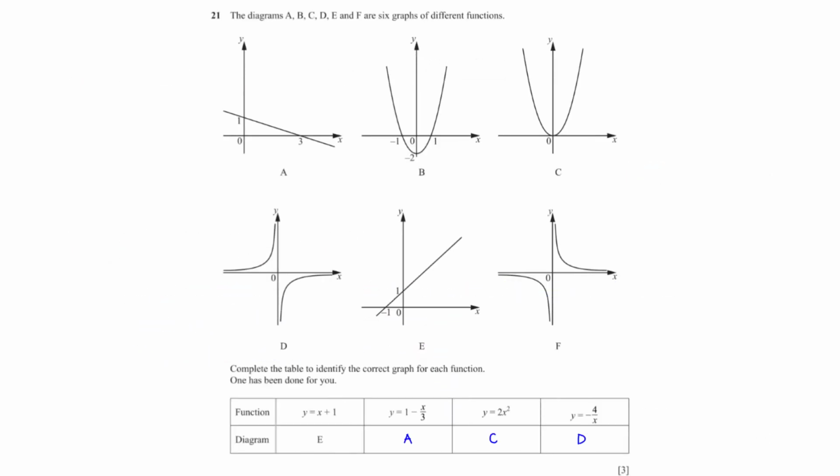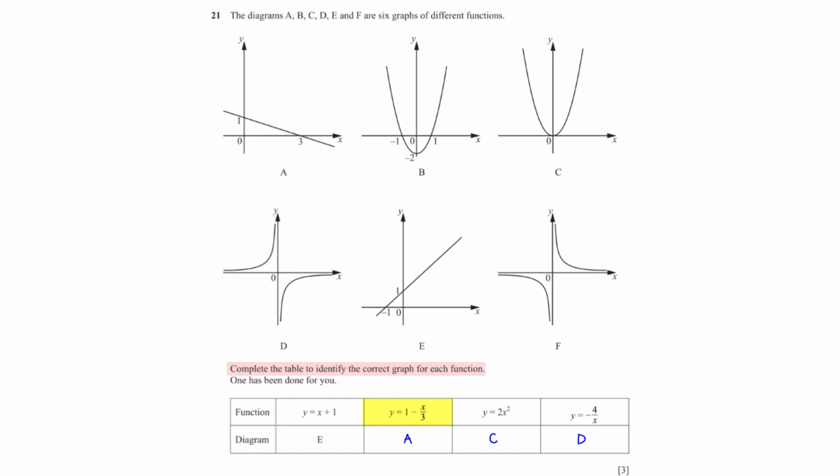The diagrams A, B, C, D, E, and F are 6 graphs of different functions. Complete the table to identify the correct graph for each function. One has been done for you. This is the equation of a straight line in the form y equals mx plus c. We see that the gradient of this line is the coefficient of the x term, which is negative 1 over 3, and the y-intercept is 1.